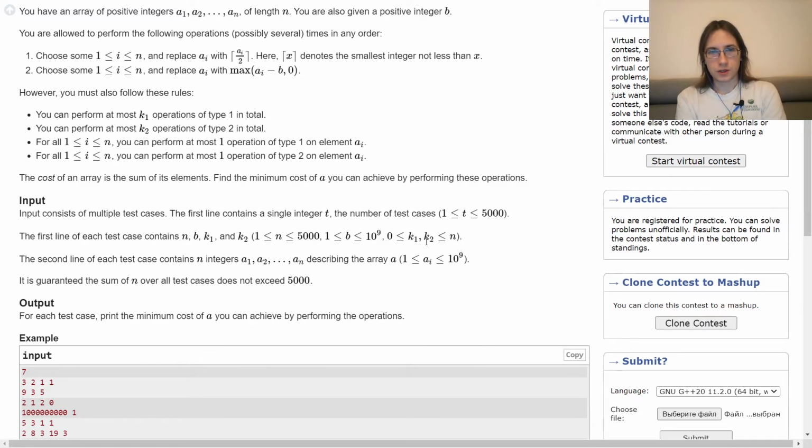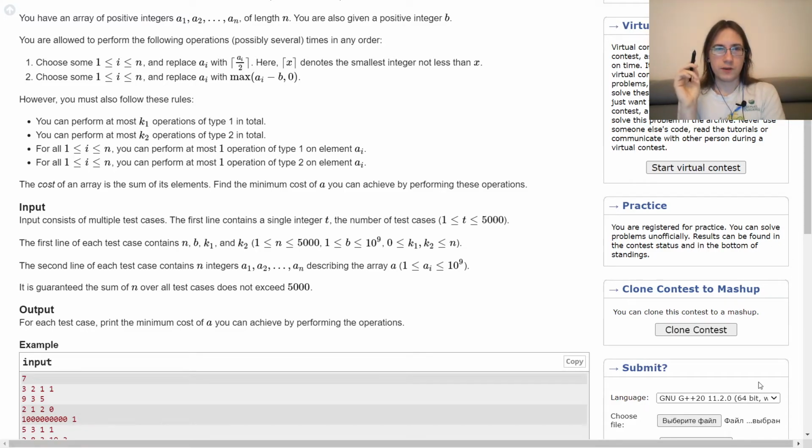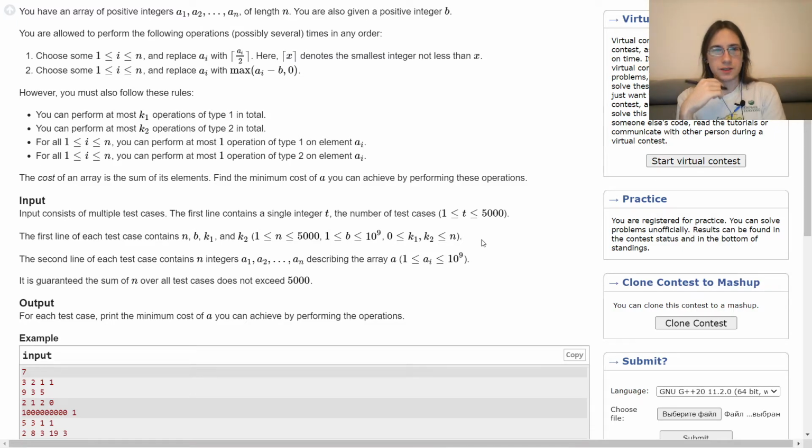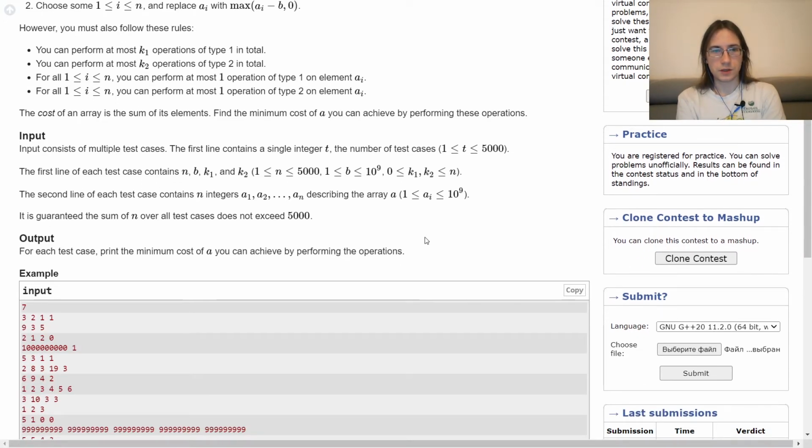We can do no more than k1 operations of the first type, no more than k2 operations of the second type. But for every element of the array, you can apply an operation of specific type only once. And we want to minimize the sum of the array. You need to just output the minimal possible sum we can achieve.